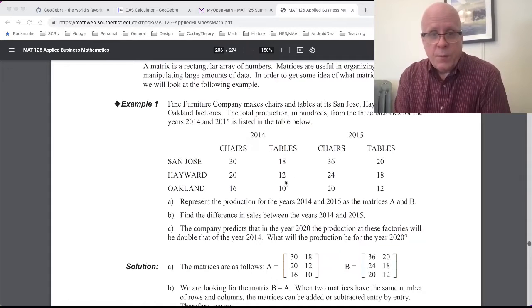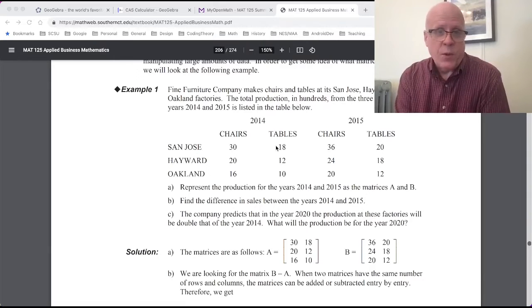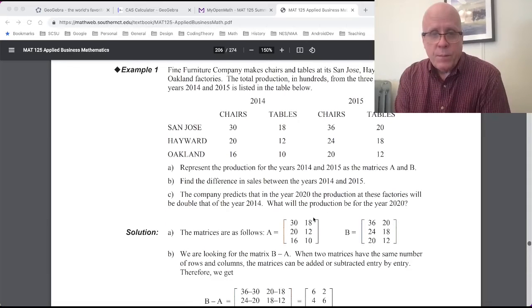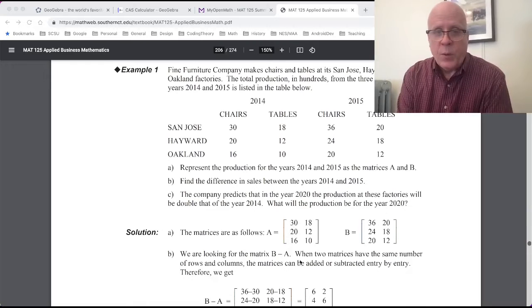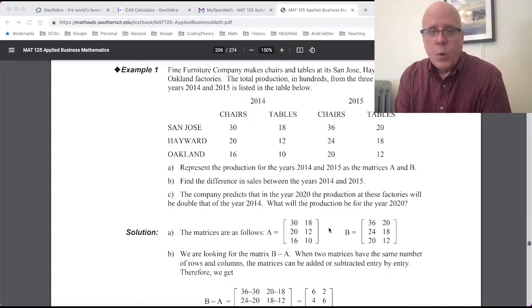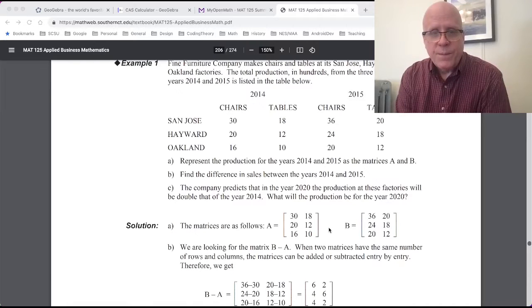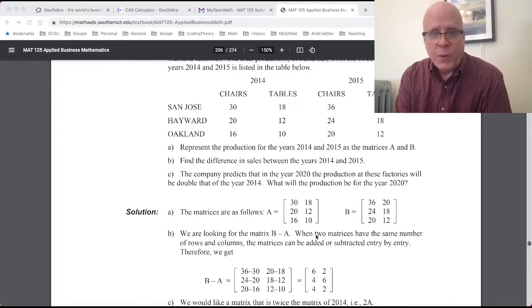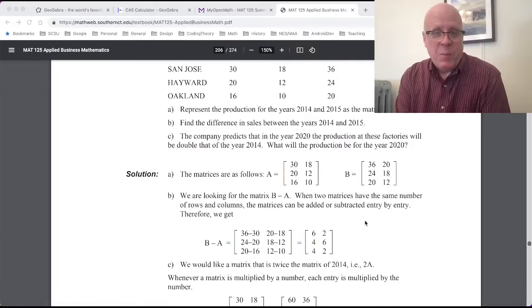So when they break these things into matrices, we usually drop all the decorations, the labels on the columns and the rows, and just put these kind of square braces around it. Now, by the way, when we go into GeoGebra, you'll see they use round braces, which is more mathy, but the more usual thing in computers is to use square braces. Well, see how the numbers 30, 18, 20, 12, 16, 10, those are the ones that came from the year 2014.